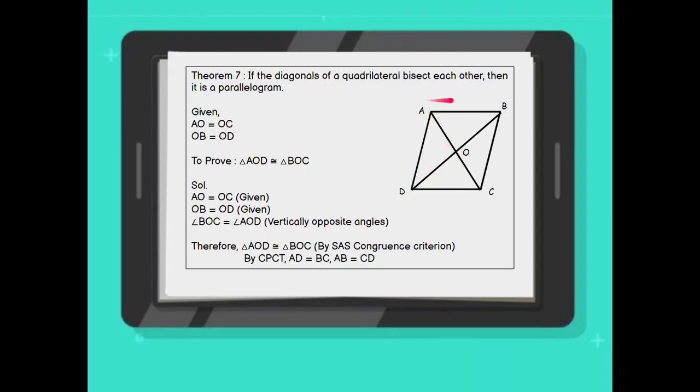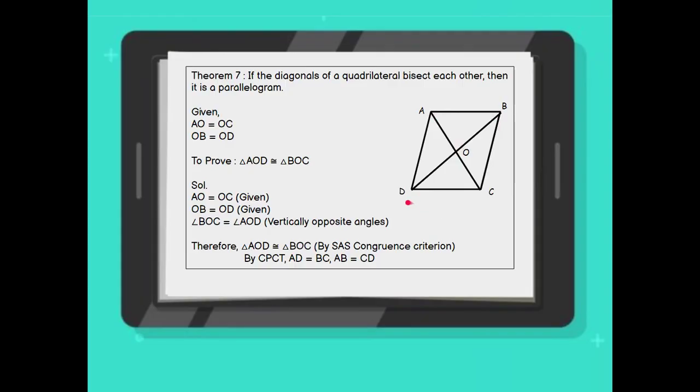Angle AOD and angle BOC. So therefore, by side angle side, this side, this angle, this side, the two triangles AOD and BOC are congruent to each other, and by corresponding parts of congruent triangles, or CPCT, I'll say that AD is equal to BC and AB is equal to CD. If I take these two triangles, I can prove that AB is equal to CD.